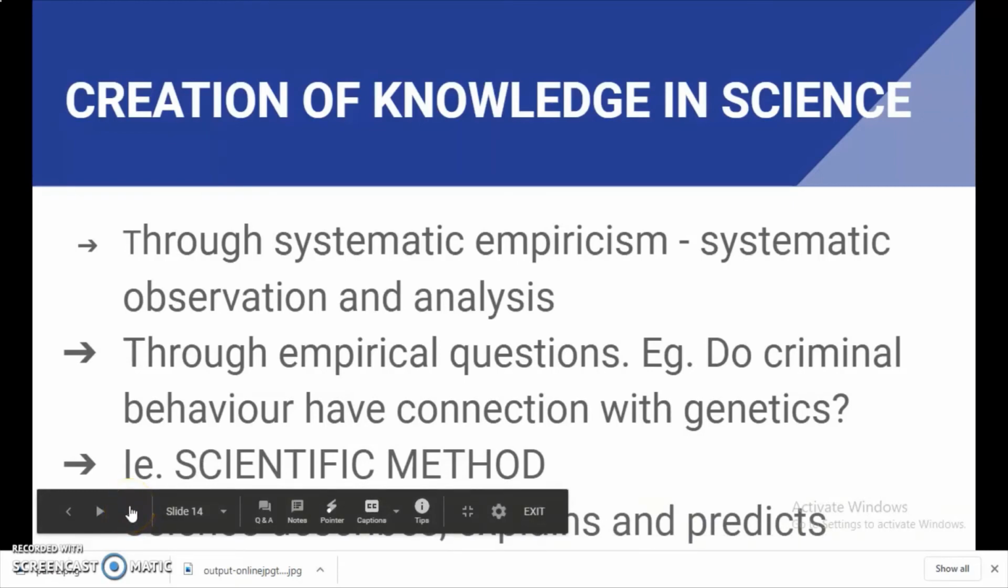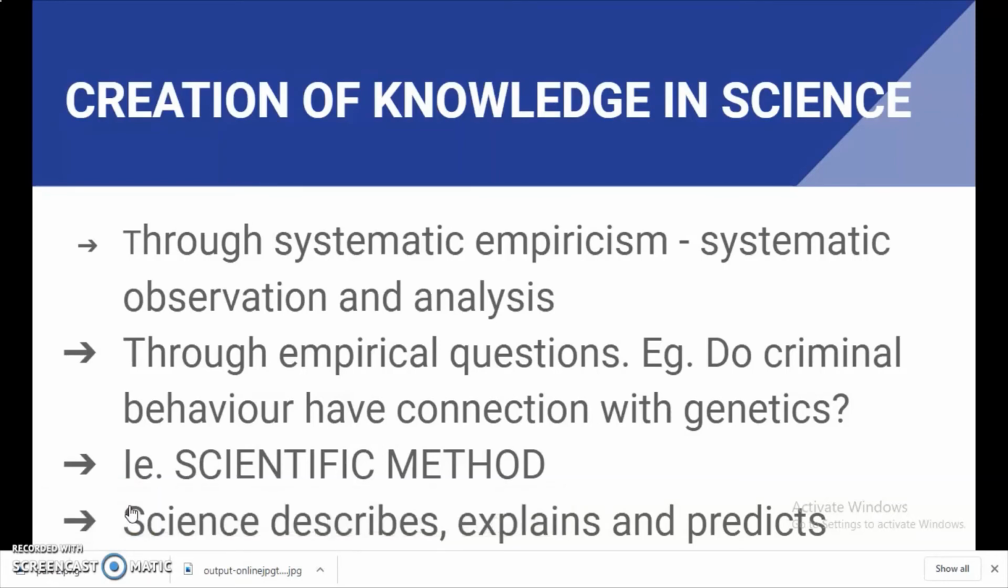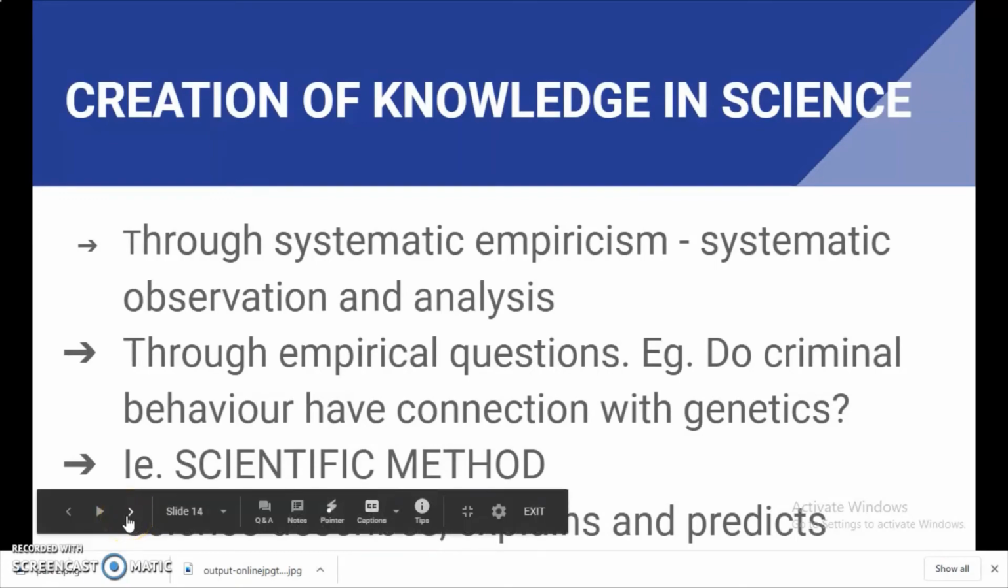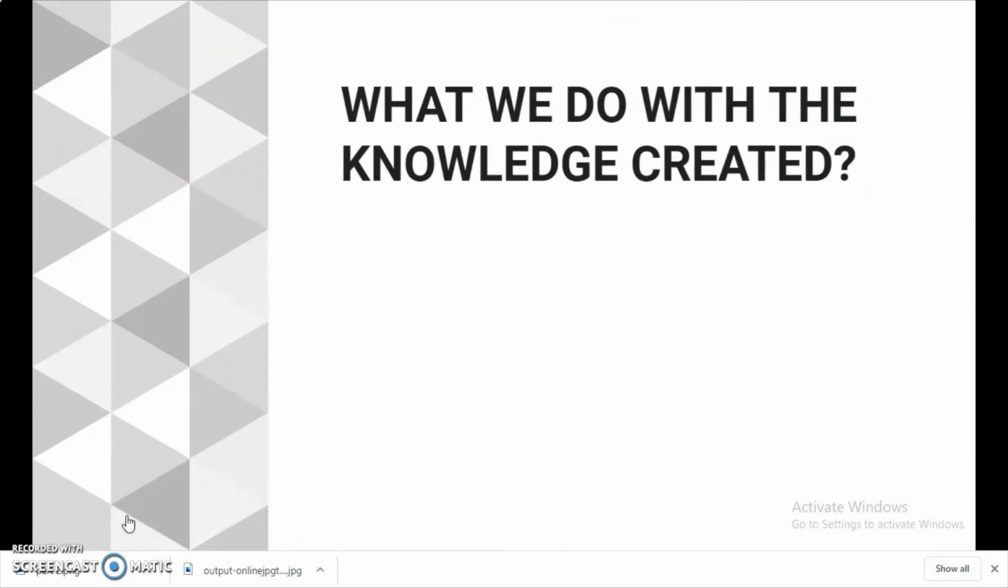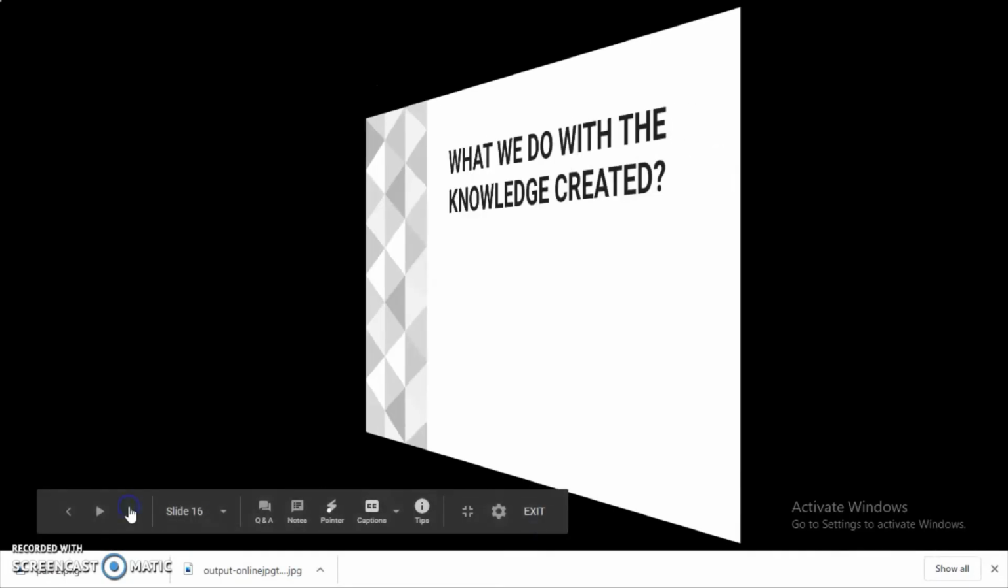And what science does is it explains and predicts. That's a special thing. Science describes, explains, and predicts. That is the special feature of science. So our next question is, what do we do with the knowledge created? Because too many people are doing research, and little bits of knowledge will be created through research, and what we are doing with that knowledge is very important.